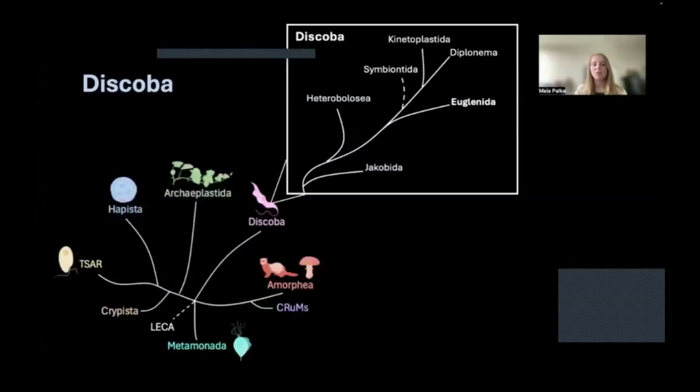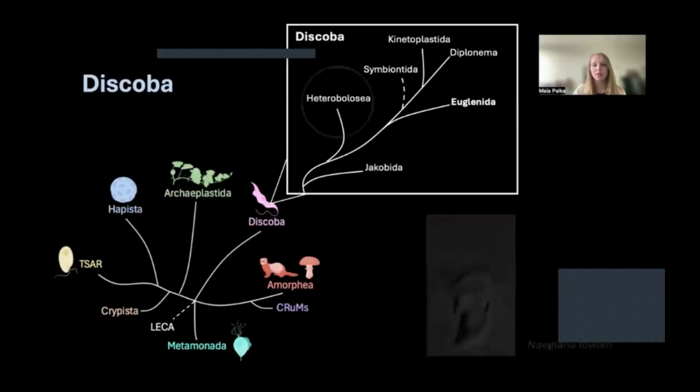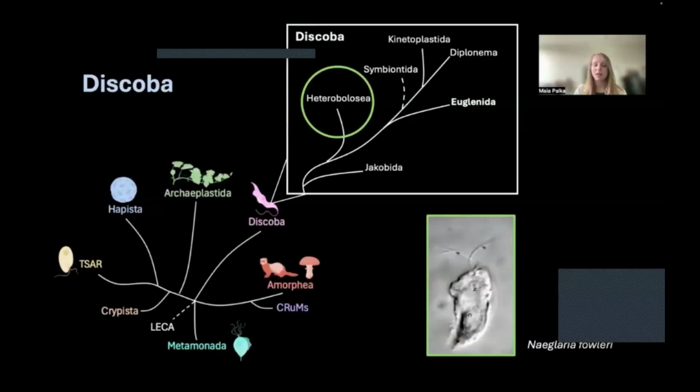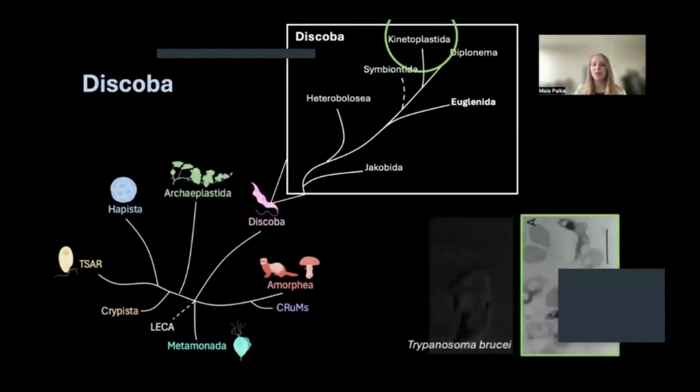My major group of interest is within the supergroup Discoba. Discoba is well known for its pathogenic organisms, such as Naegleria fowleri, also known as the brain-eating amoeba, which I'm sure many of you have heard of, as well as the kinetoplastids, which include the trypanosomatids, which are also pathogenic to humans as well as to many farm animals and livestock.